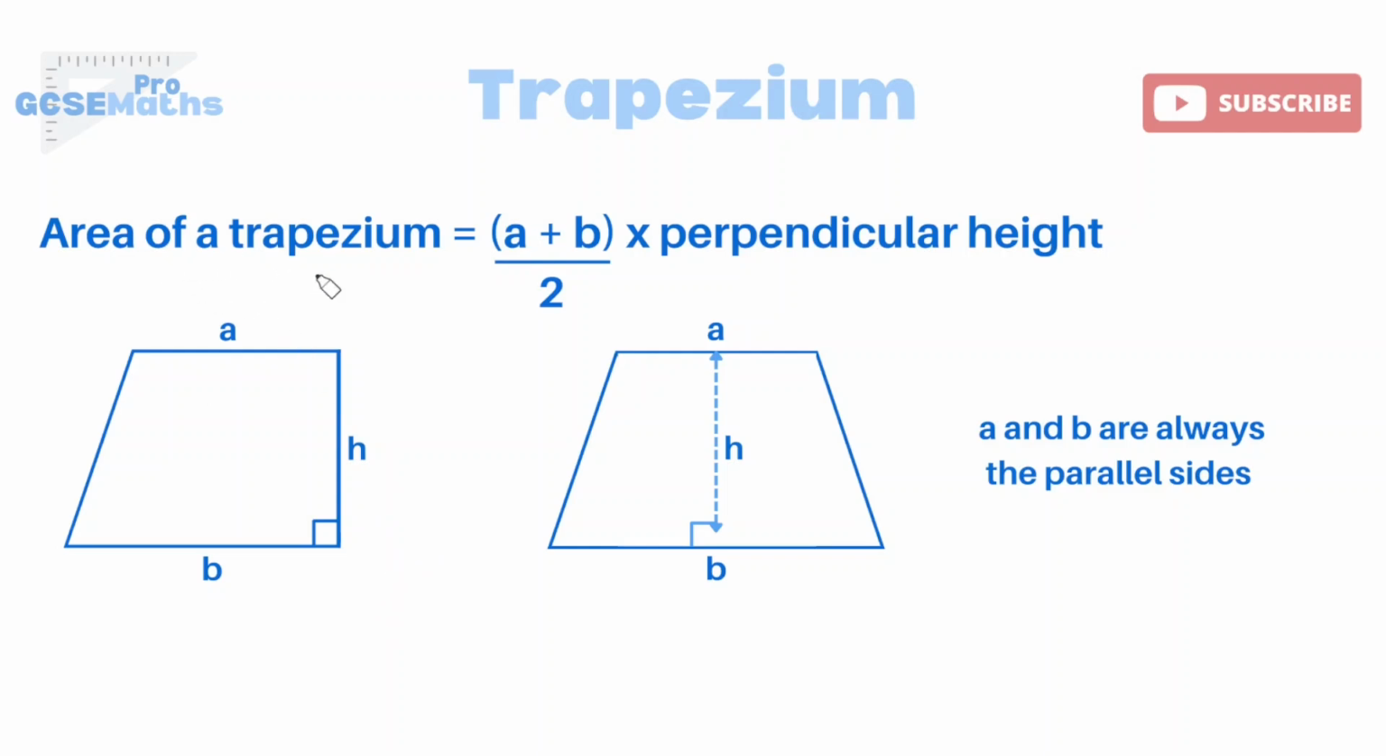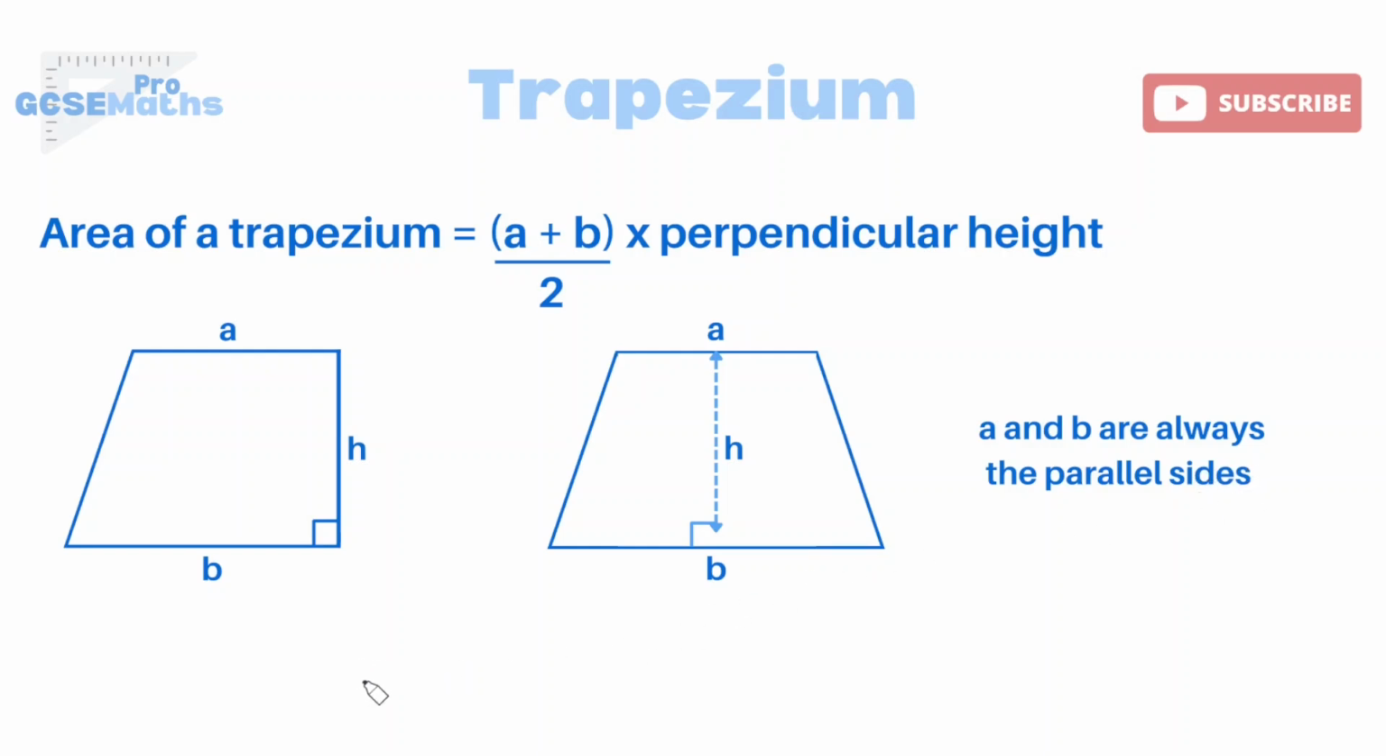Now, the actual area of a trapezium, the formula is (A plus B) over 2 times, specifically, the perpendicular height. So we're going to break that down. A plus B, first of all, you're thinking, okay, yeah, but what even is that referring to? As you can see, I've labelled it on these two diagrams here, and you can see over on the right-hand side, it says A and B are always the parallel sides.